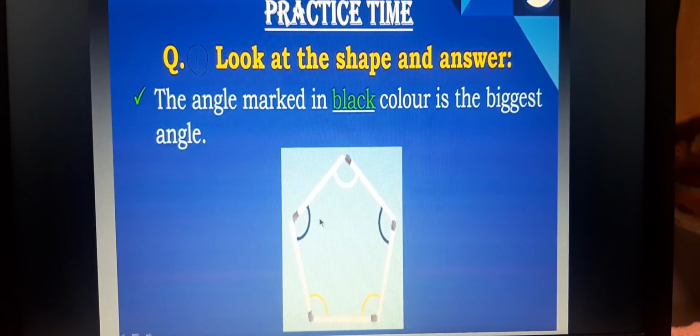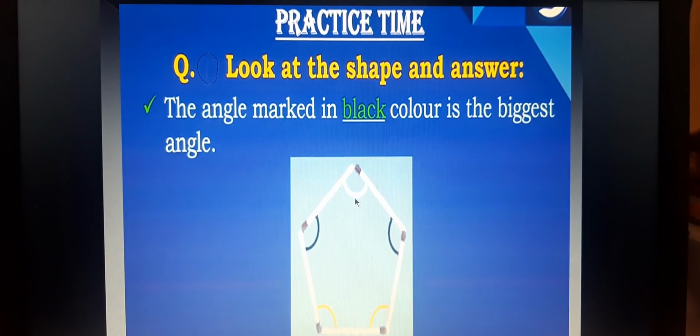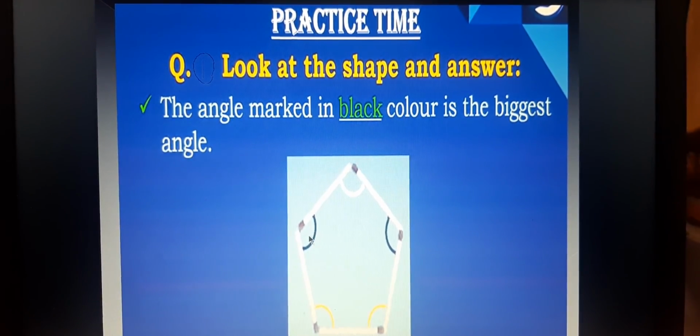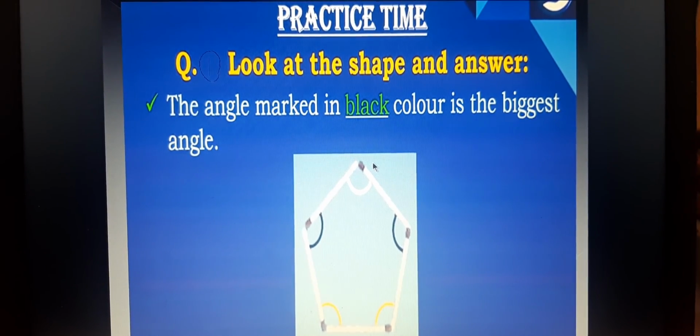You can see this is the black color, right, which is an obtuse angle. So obtuse will be the bigger angle compared to the acute angle, right? So here if you compare this white and yellow, black is the bigger one, so write black there, okay? Write it out in your textbook, okay?